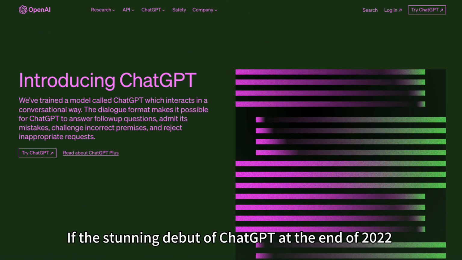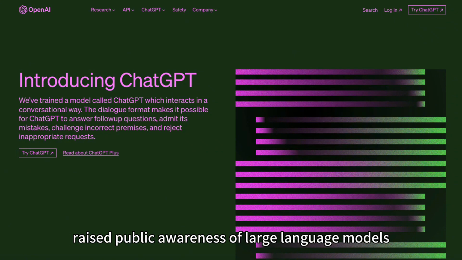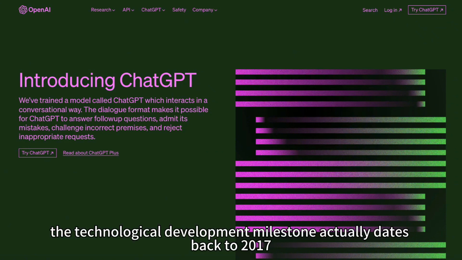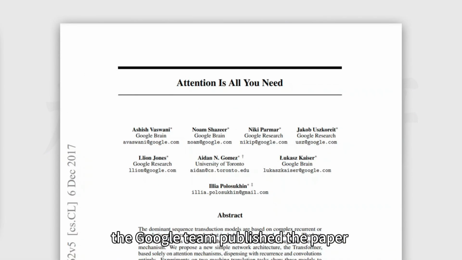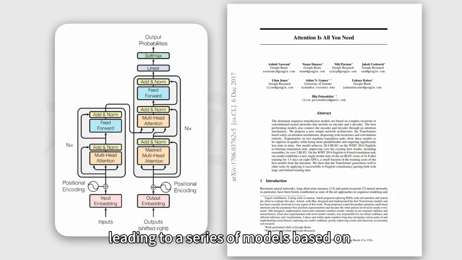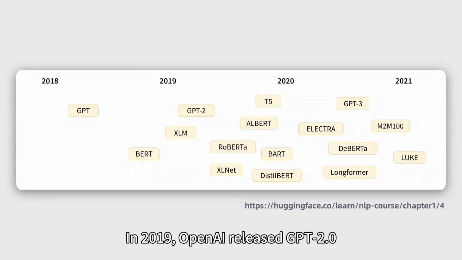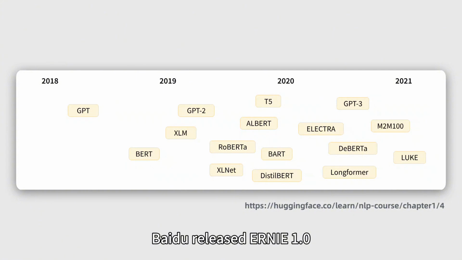If the stunning debut of ChatGPT at the end of 2022 was a milestone that significantly raised public awareness of large language models, the technological development milestone actually dates back to 2017. In June 2017, the Google team published a paper, "Attention is All You Need," proposing the transformer architecture. Since then, the direction of natural language processing has been transformed, leading to a series of models based on the transformer architecture. In 2018, OpenAI released GPT 1.0 and Google released BERT. In 2019, OpenAI released GPT 2.0, Baidu released Ernie 1.0, and so on.